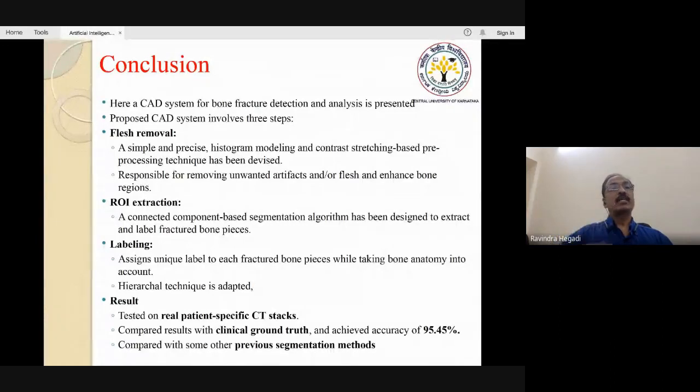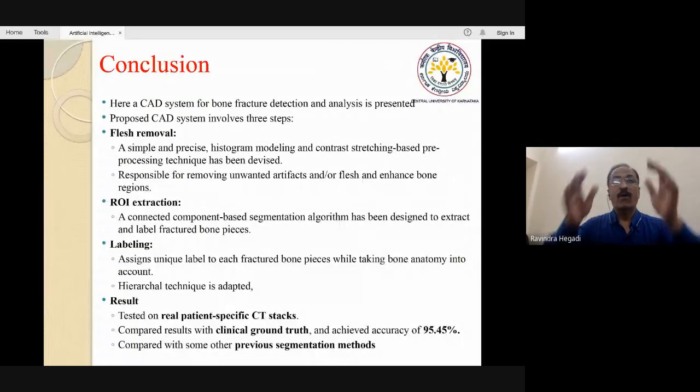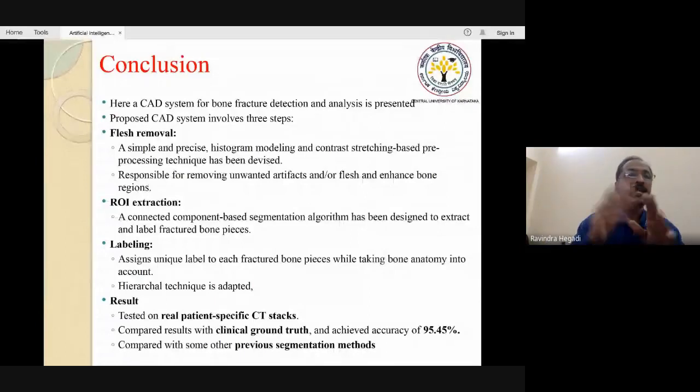It is basically a connected component region of interest. We proposed a connected component based segmentation algorithm, designed to extract and label the fractured bone pieces. We labeled properly, assigning a unique label to each fractured bone piece while taking bone anatomy into account. We adopted a hierarchical technique for labeling, a tree kind of structure.